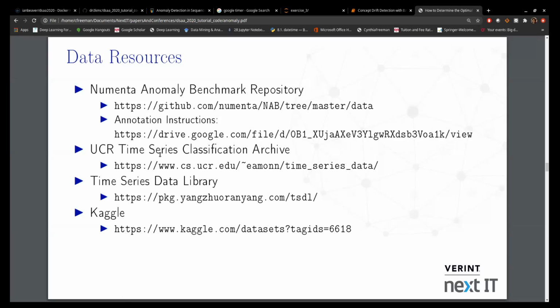Another resource is the time series data library. It's an R library created by Dr. Rob Hyndman, also from Australia, which is where the conference is being held. Sadly, I can't go. I really wanted to visit. Time series data sets are also available on Kaggle, an online community of data scientists and machine learners, which allows users to find and publish data sets, work with others, and enter competitions to solve data science challenges.